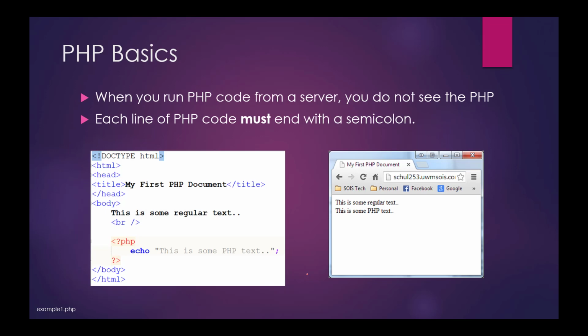The other thing you need to do is put a semicolon at the end of every line of PHP. So if you'll see here, we've got echo, this is some PHP text, and then I have a semicolon at the end. If you forget a semicolon, it won't run. It'll give you a nice error message saying that, hey, I don't know what to do with this. PHP is kind of picky in that way, and you need to make sure that you always have a semicolon any time that you're running any PHP code.